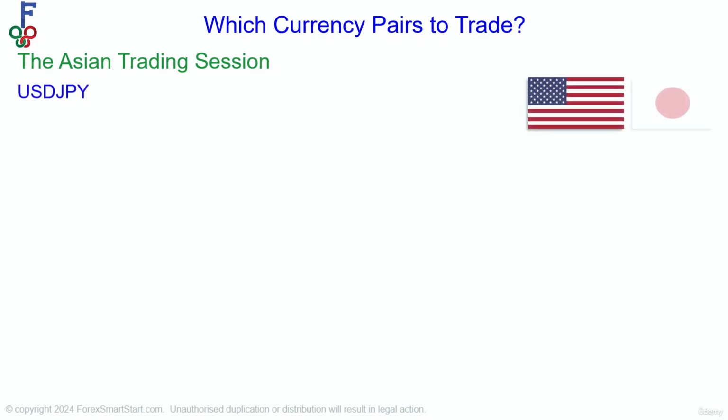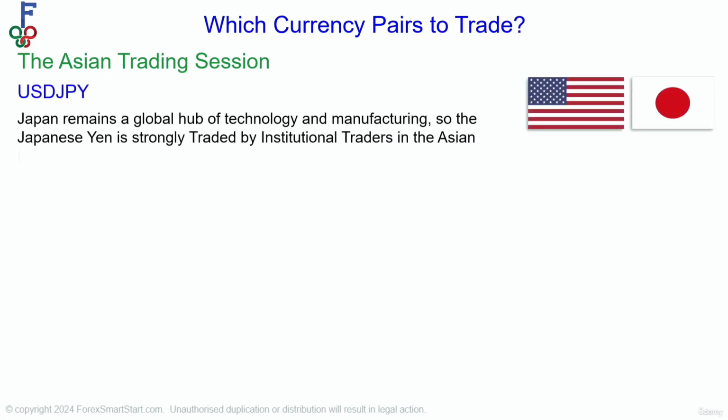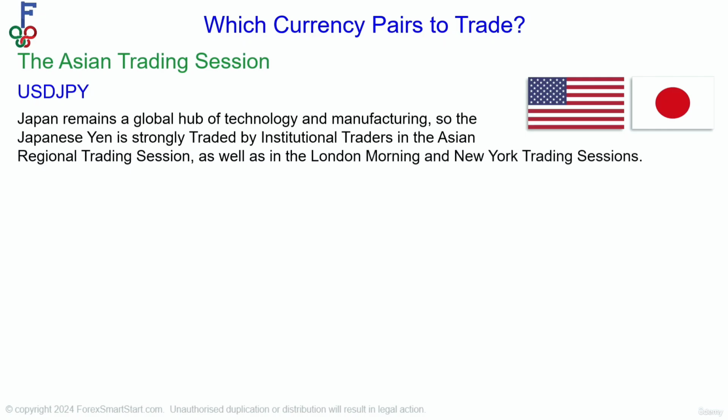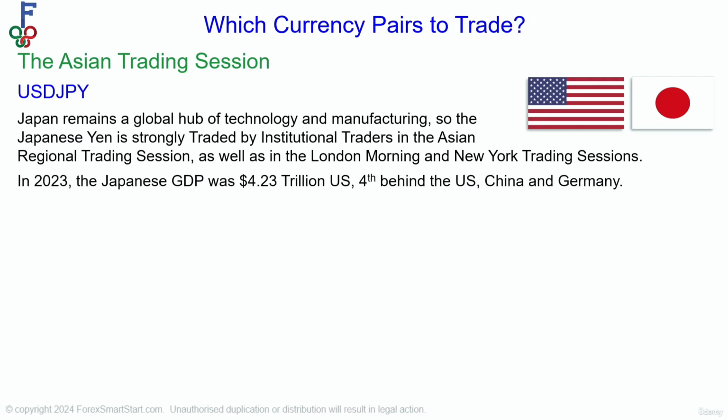The US dollar-Japanese yen currency pair. Japan remains a global hub of technology and manufacturing, so the Japanese yen is strongly traded by institutional traders in the Asian regional trading session, as well as in the London morning and New York trading sessions. In 2023, the Japanese GDP was $4.23 trillion US, fourth behind the US, China, and Germany.